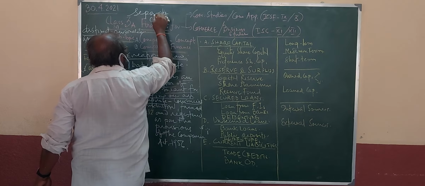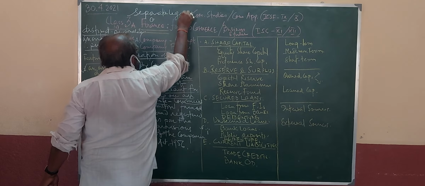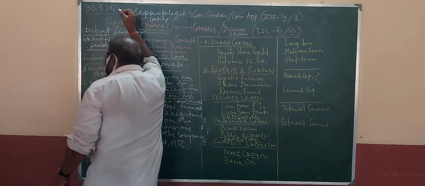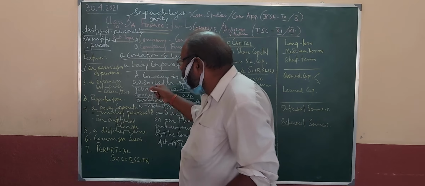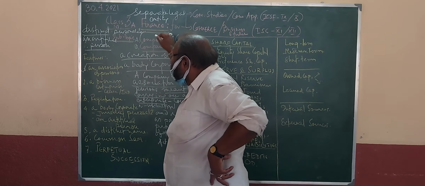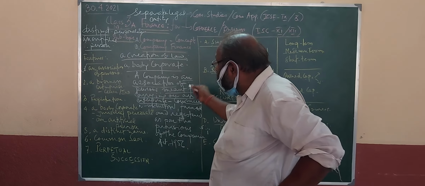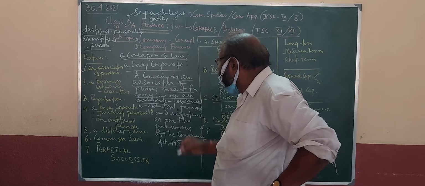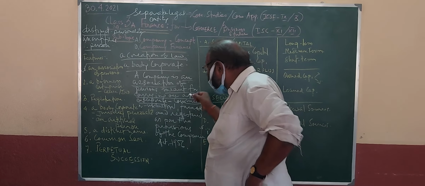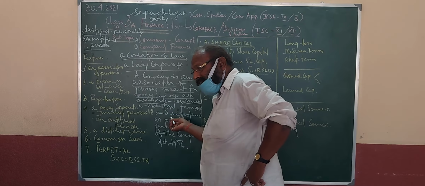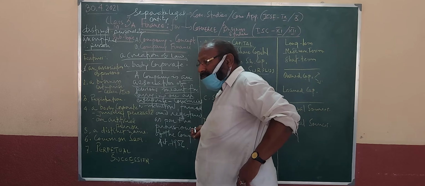Separate legal entity of a company, as distinct from the persons who have formed it. Clear? It's a separate legal entity. And also, a company is an association of persons meant for carrying on business, commercial or industrial, which is formed and registered as per the provisions of the Companies Act.